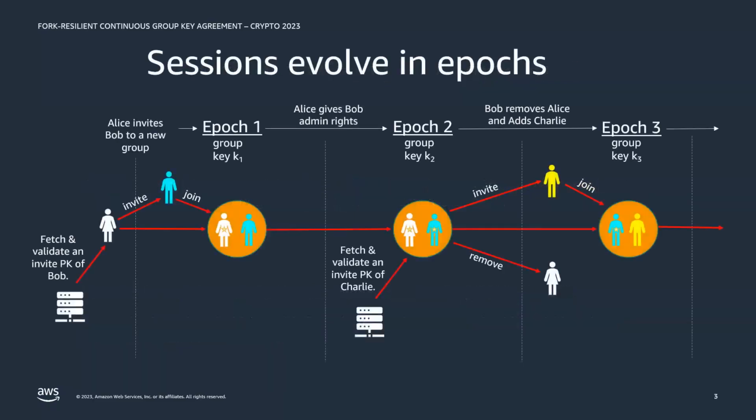So CGKA sessions evolve in epochs. Within an epoch, the state of the CGKA is fixed. Membership is fixed, and there's a group key known to all members. Any change to this state gives rise to a new epoch in the lifetime of the CGKA session. For example, Alice will create a group that's epoch 1 with Bob in it. Then she'll make Bob a moderator. That's epoch 2 with a new group key K2. And then she'll leave and Charlie will join. That's epoch 3, and so on and so forth.